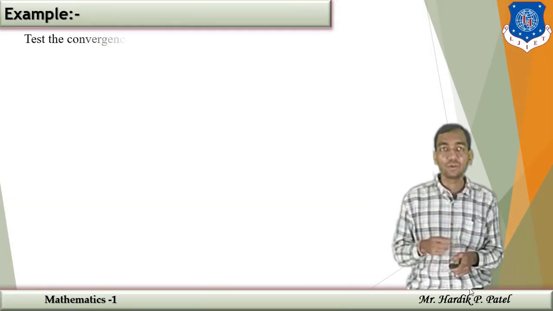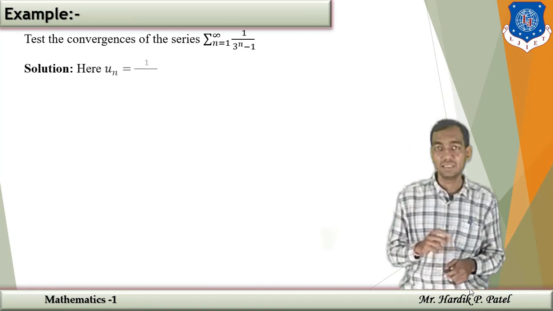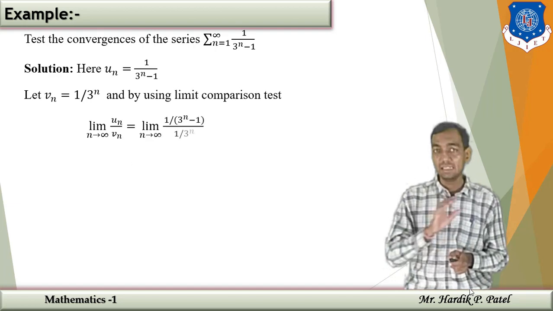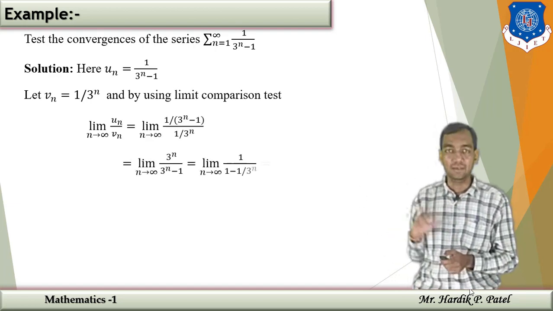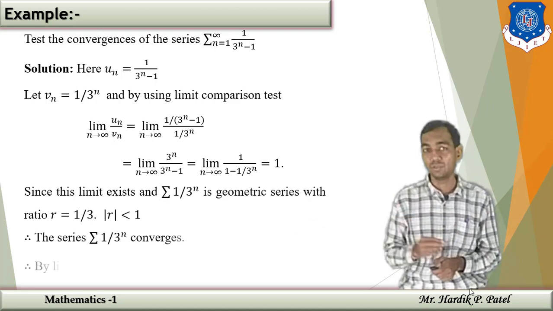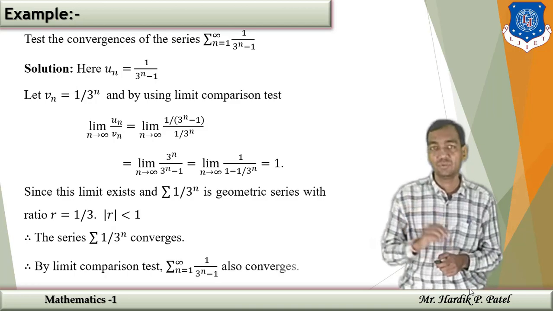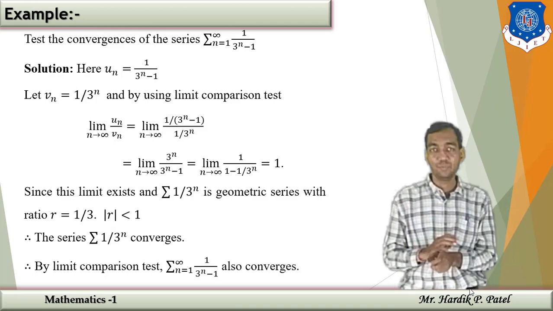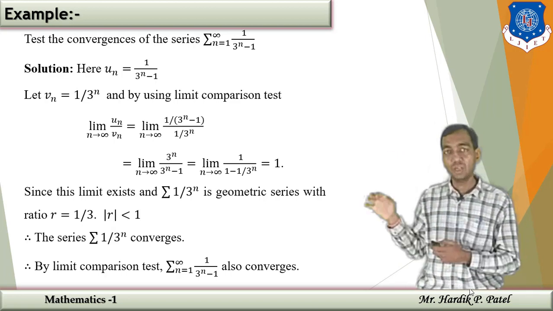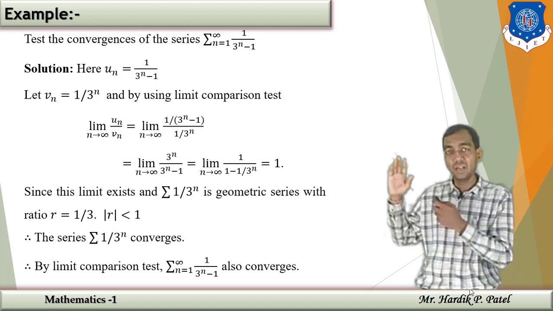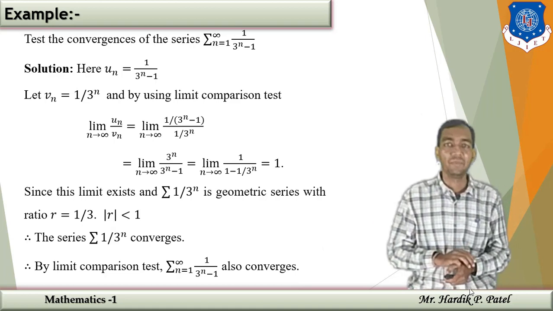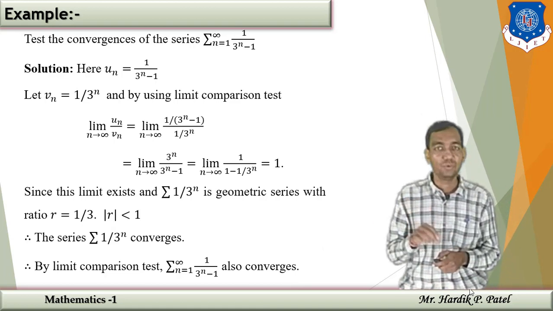Now we go to another example. Here, this series sigma 1 upon 3 raised to n minus 1 is not in the form of a power of n. It is in a power of constant, meaning n is in the power. So un is 1 upon 3 raised to n. Here we are also using the same thing: the dominant power from the numerator and the dominant from the denominator. The dominant value of the numerator is 1 and of the denominator is 3 raised to n. So Vn will be 1 upon 3 raised to n.